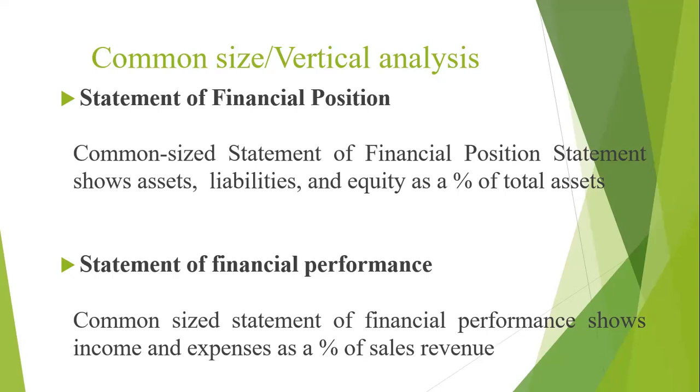You can do the same for the statement of profit or loss, or the statement of financial performance. This time you can take the sales revenue as the basis, and then express the rest of the figures, the cost of sales, the gross profit, the other income, and the different kinds of expenses, as a percentage of the sales revenue. So you have simply converted the basic statement of financial position and the statement of financial performance to a financial statement that is expressed as a percentage of total asset and as a percentage of sales revenue respectively.